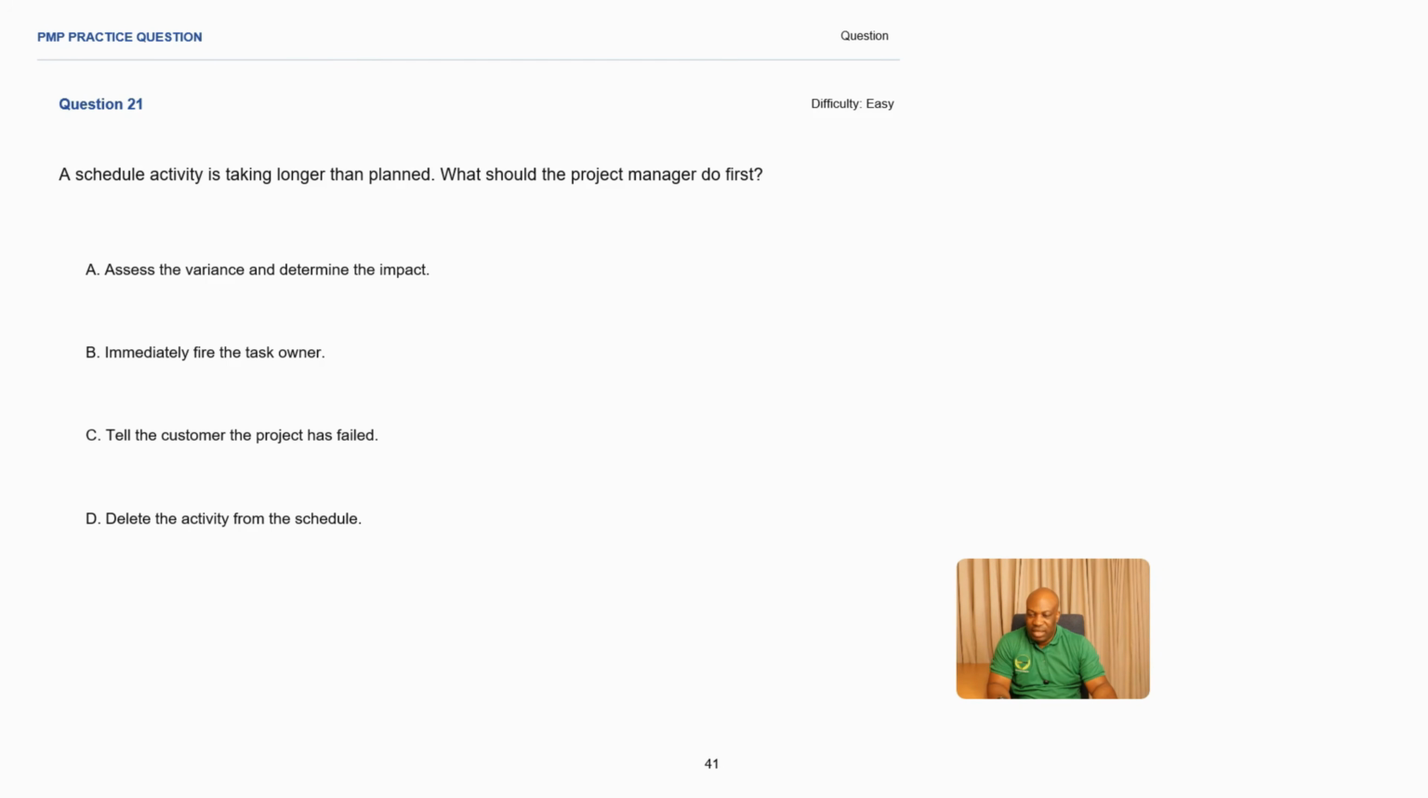Practice question number 21, okay? So a schedule activity is taking longer than planned. What should the project manager do first? Okay, so the question here is about first. So the difficulty here is easy. So a schedule, what is our problem statement? A schedule activity is taking longer than planned. What should the project manager do first?